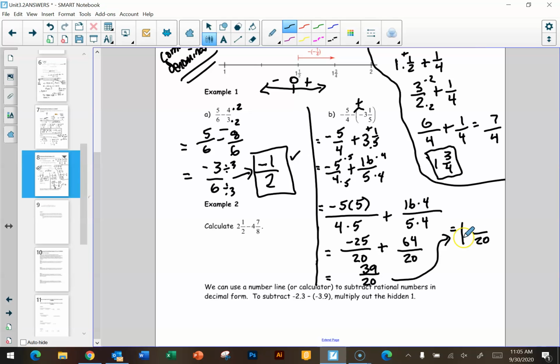So 20 times 1 is 20. Okay, and how many more jumps did I have to get to 39 from 20? 19. So you can see it's really close to 2. It's 1 and 19 over 20, but it's not quite 2.